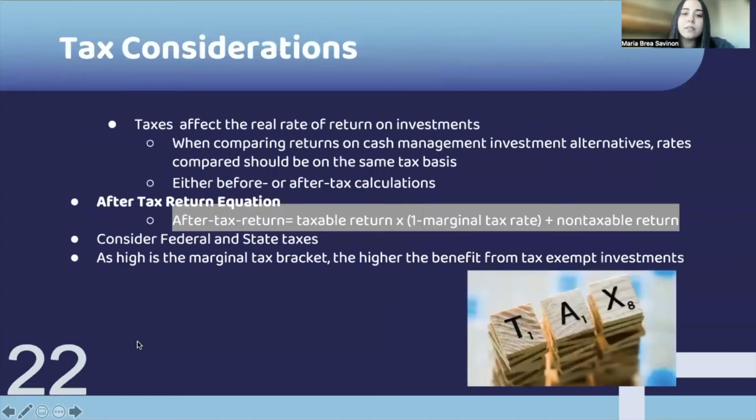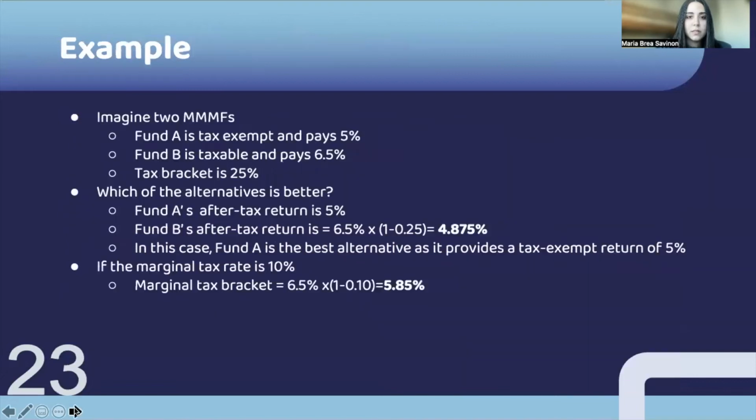Taxes also affect the real return on investments. And when you are comparing these types of investments, the rates should be on the same tax basis, either before or after tax. So the after-tax return calculation is the taxable return times 1 minus the marginal tax rate plus non-taxable return. You need to consider both federal and state taxes. And the higher the marginal tax bracket, the higher the benefit you would have from tax-exempt investments.